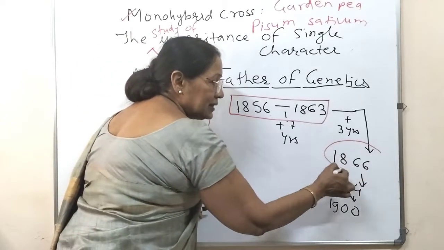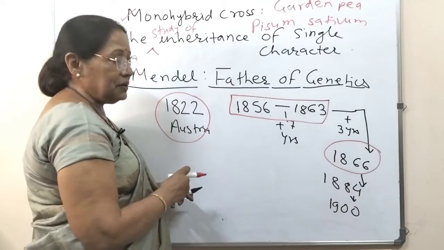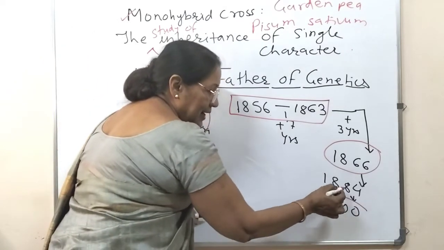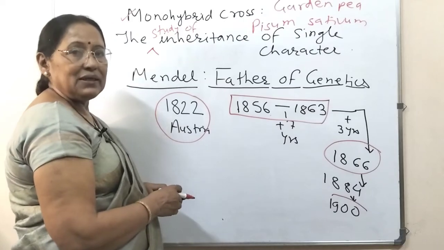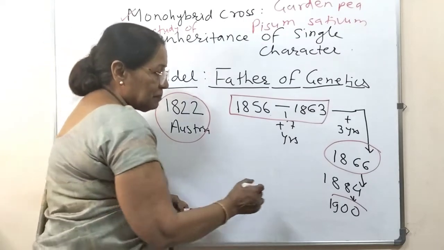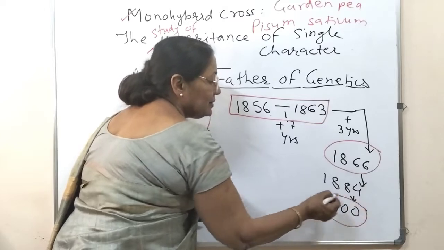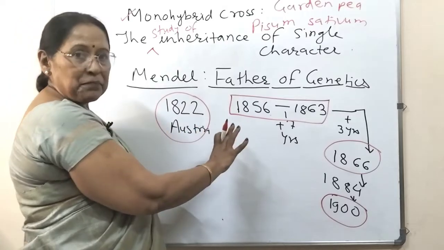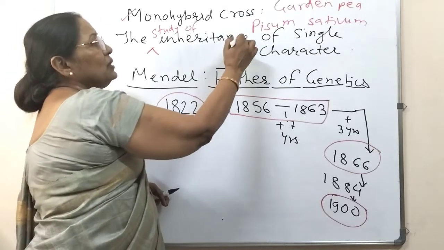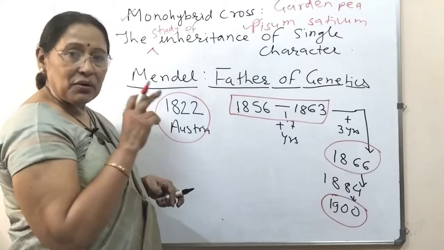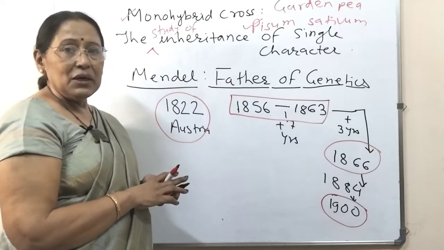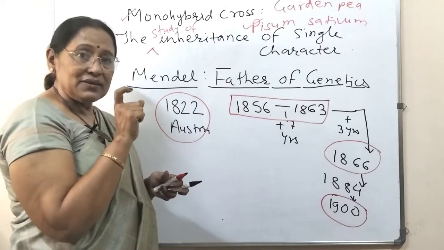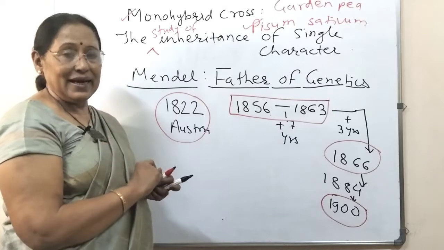This year is very important. The year of publication of his experiment, and then he dies in 1884. That is not, of course, significant for your study purpose, but it was rediscovered in 1900. 1900 is easy to remember. So this is about Mendel. He selected the plant which is Pisum sativum, and on it he carried out the monohybrid cross, to watch the inheritance of a single character.